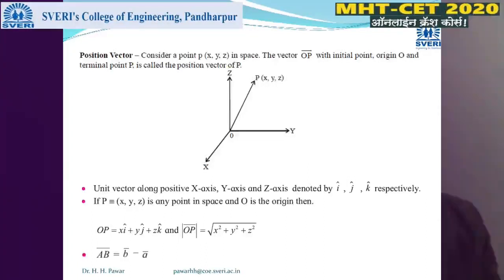Here the unit vectors along the x-axis, y-axis and z-axis are respectively denoted by i cap, j cap and k cap. Then if P = (x, y, z) is any point in space and O is the origin, then OP bar is equal to xi plus yj plus zk, and the magnitude of OP bar is the square root of x square plus y square plus z square. Also take a note that vector AB bar is obtained by B bar minus A bar.